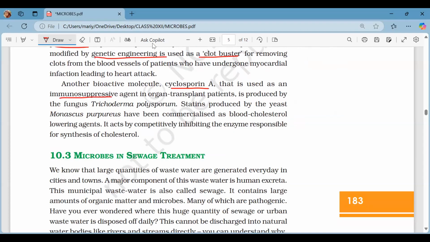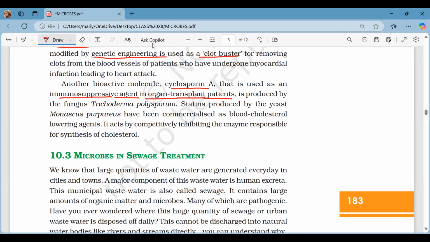Then another bioactive molecule is cyclosporin A. This is used as an immunosuppressive agent in organ transplant patients. It is produced by the fungus called Trichoderma polysporum. If anyone has undergone an organ transplant, the transplanted organ is foreign stuff for the body, right? Because it is taken from someone else. So our body will recognize it as a pathogen and start attacking that transplanted organ. We have to avoid that so that the transplant doesn't fail. So the person stays on immunosuppressive agents so that the immune system will not attack the transplanted organ. For that, the immunosuppressive agent used is cyclosporin A. Got it?